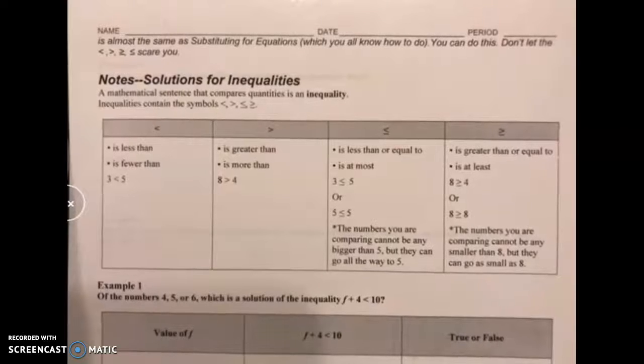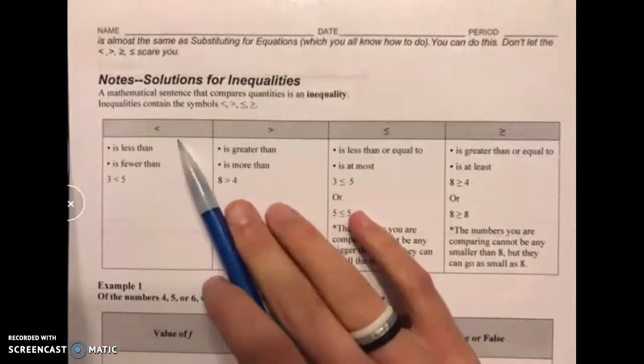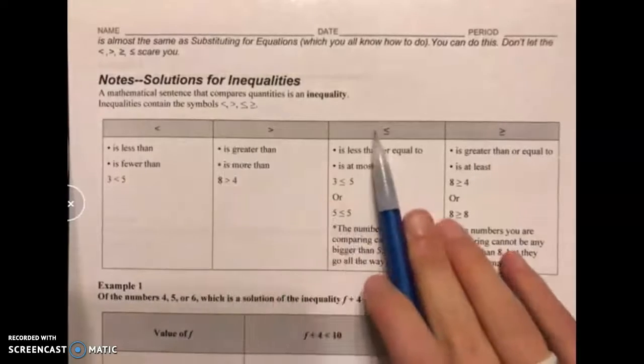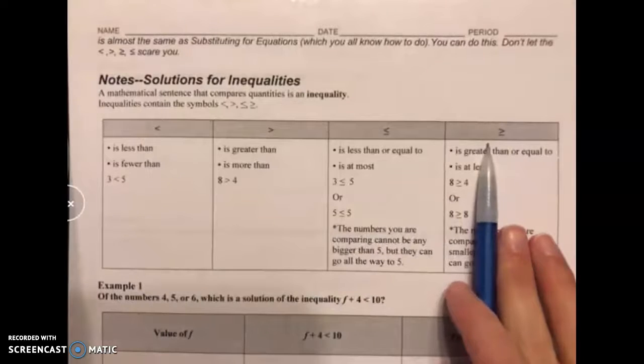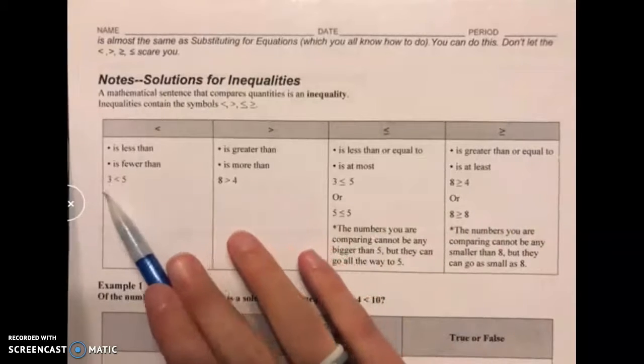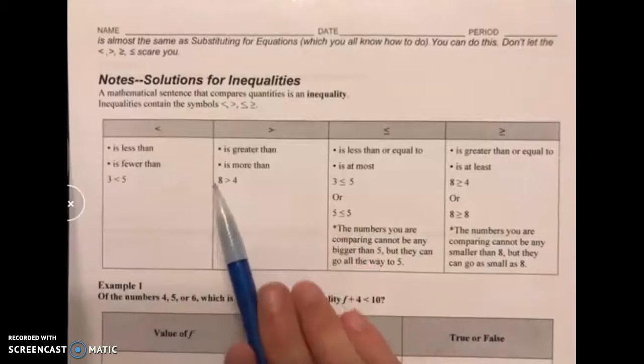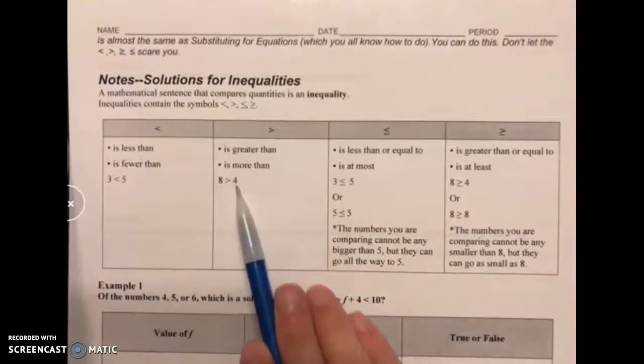All right, guys, so today we're going to be looking into substituting in for an inequality. So let's just go over and review what an inequality is. Remember the signs: less than, greater than, less than or equal to, or greater than or equal to. Less than means that something is fewer than something. So 3 is less than 5, okay? For greater than, we would say 8 is greater than 4.